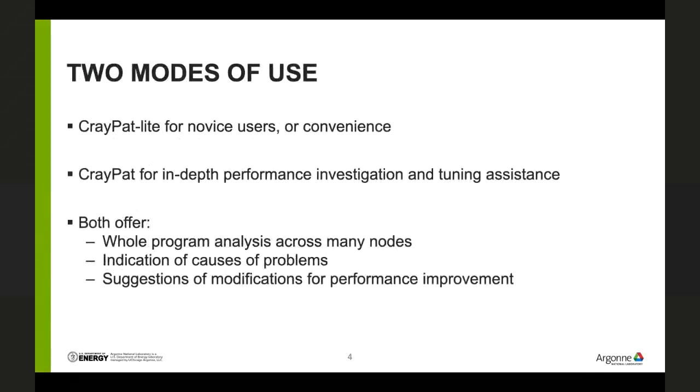Again, CrayPat provides two modes to use. CrayPat-Lite is usually for novice users or for convenience. And CrayPat provides the full functionality for in-depth performance investigation and tuning assistance. Both of them offer whole program analysis across many nodes, and also provide indications of the causes of problems and suggestions for modifications for performance improvement.